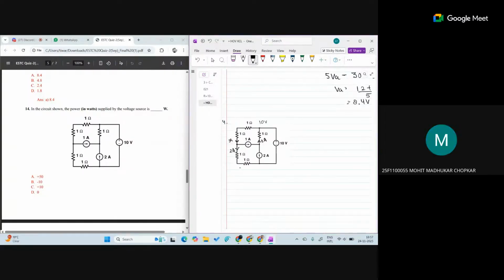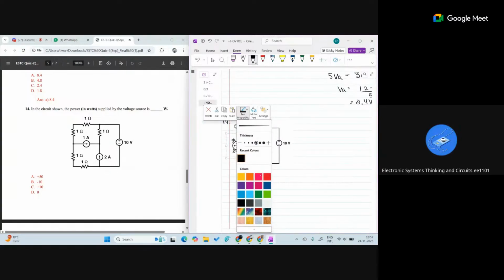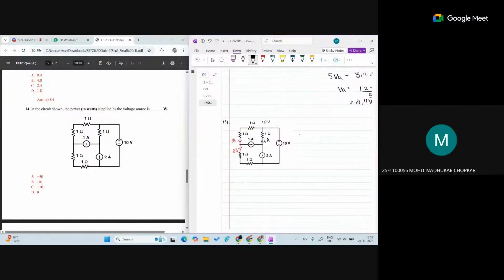So you mean the total current is 3 ampere in that circuit? Yeah, you can see that, right? Again, the 1 ampere will come here and 2 ampere goes there. So that means our power is equal to IV. Voltage is 10 volts and current would be 3 ampere, then we got 30 watts.